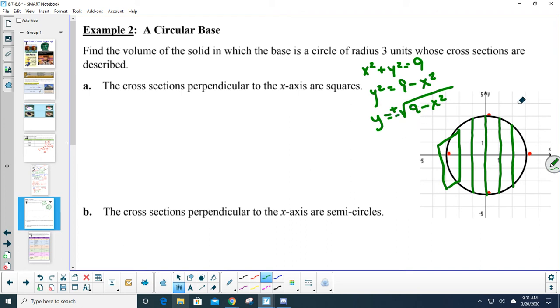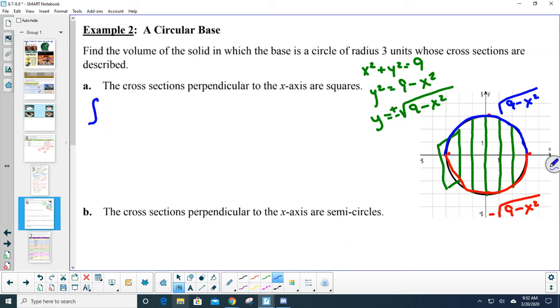So basically what I have, I'm going to make the top blue. The top equation is positive square root of 9 minus x squared. The bottom equation is negative square root of 9 minus x squared. You have to break them up into their two pieces, because this top hemisphere is the equation for that one, and then my bottom is that one. So when you're trying to find the side length, you're going to actually have to subtract these from each other.